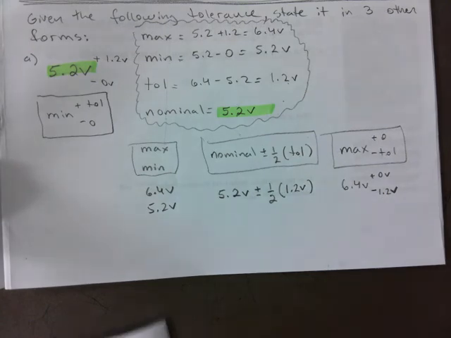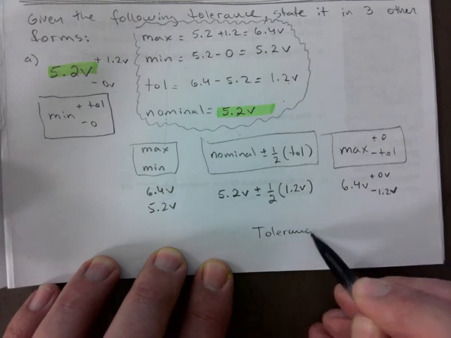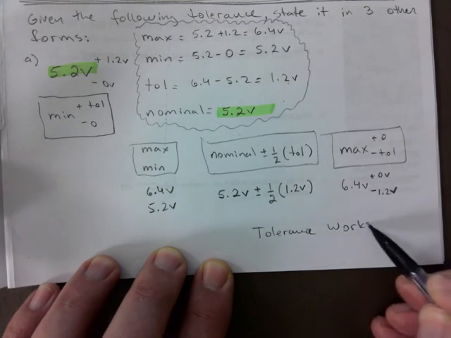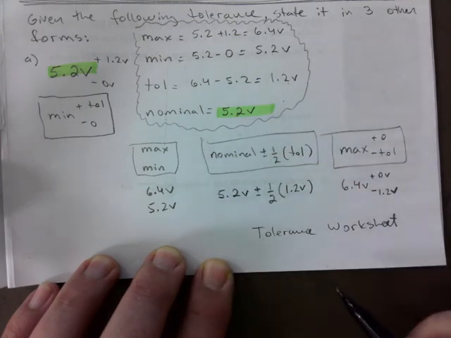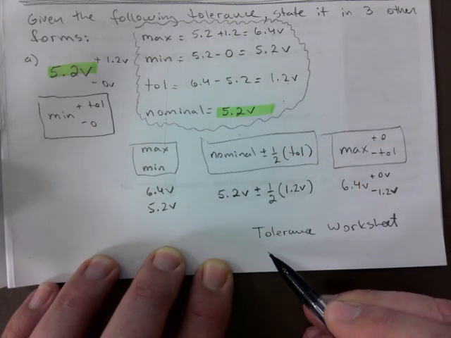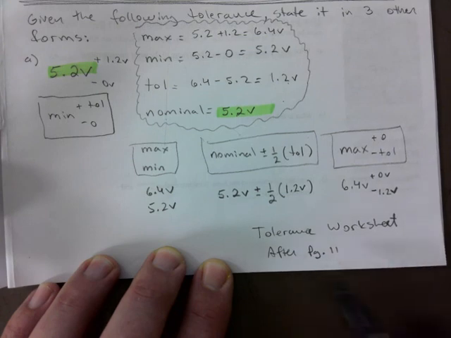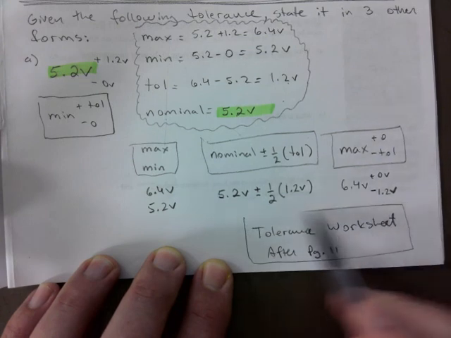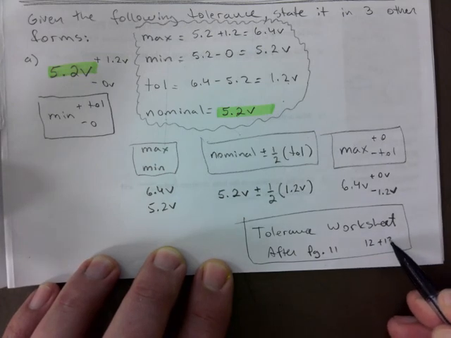And if you want to practice this right now, you have to go to the workbook. There's a tolerance worksheet there, and you're doing this kind of stuff there. It's after page 11, because that one doesn't have a page number. It's technically supposed to be 12 and 13. 12 and 13 is where you would find this worksheet.